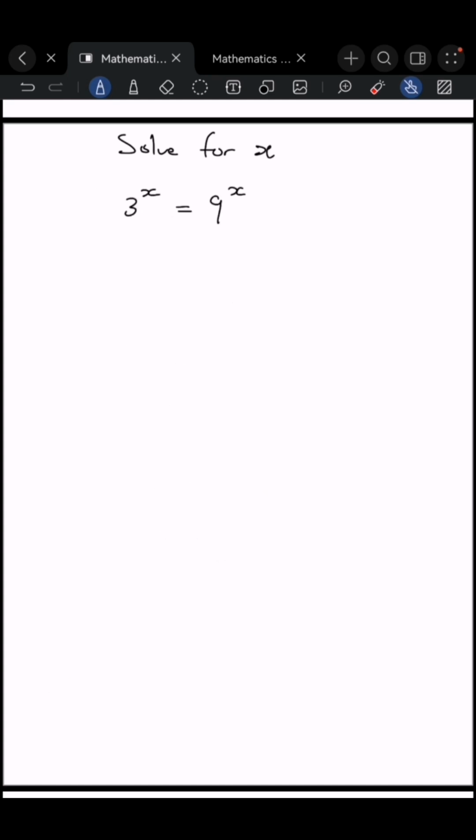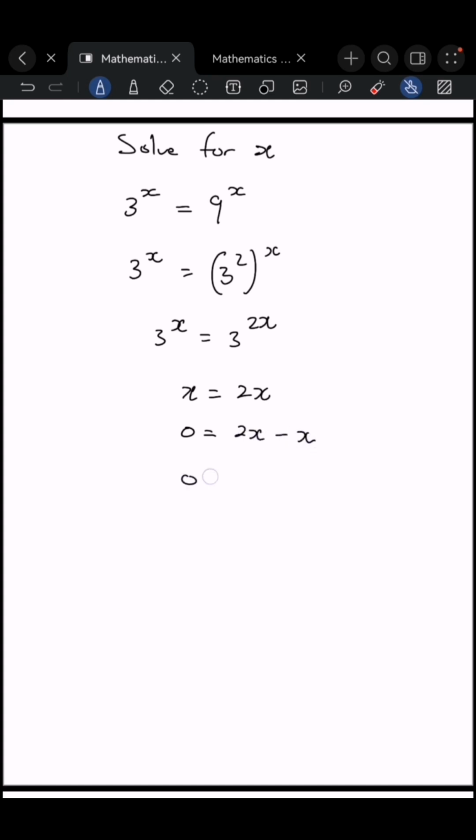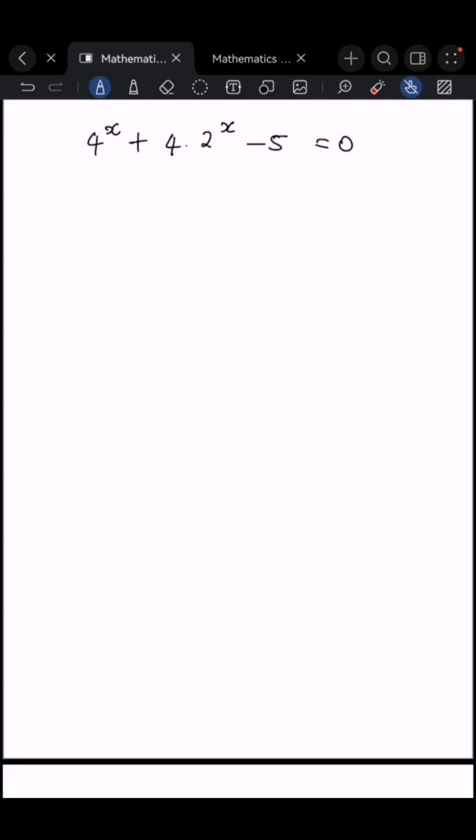All right. Here again we go with another exciting solve for x question, where 3 raised to the power of x is equal to 9 raised to the power of x. It's a straightforward one, where 3 to the x is equal to 3 squared raised to the power of x, which is 3 raised to the power of 2x. Therefore x is equal to 2x. Therefore 0 is equal to x minus x. Therefore 0 is equal to x. x is equal to 0 is the solution.